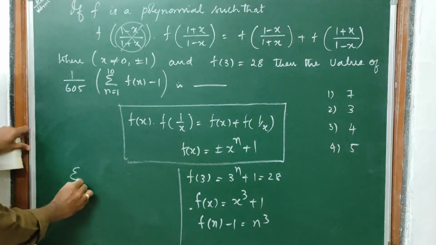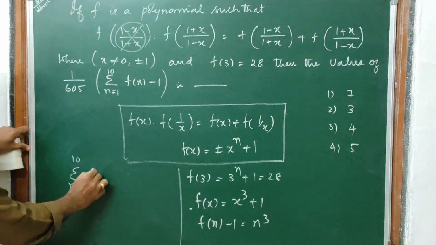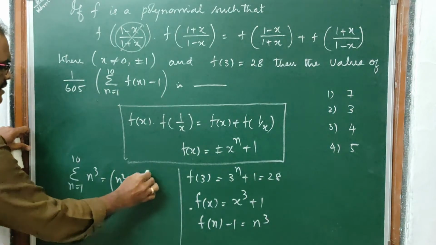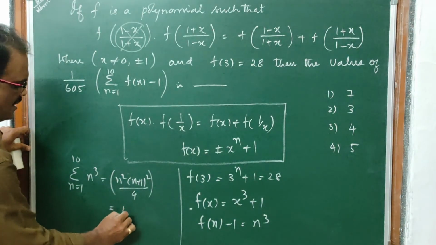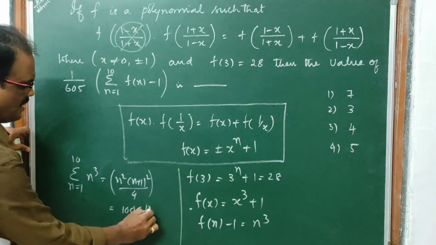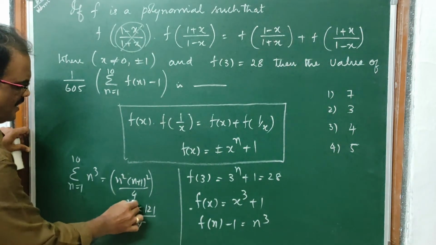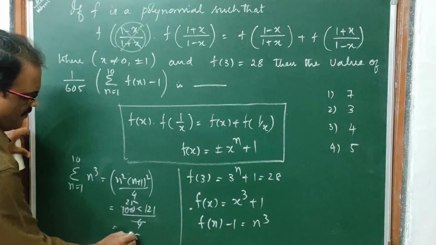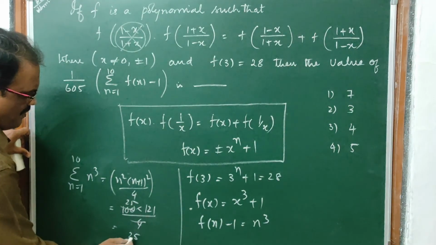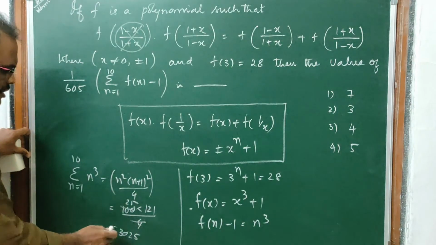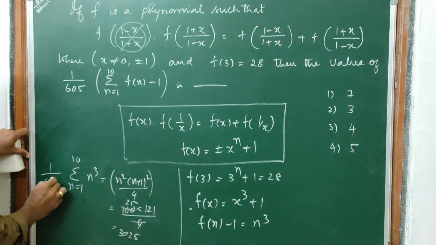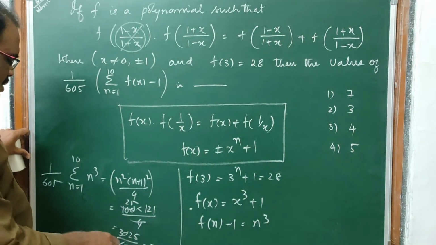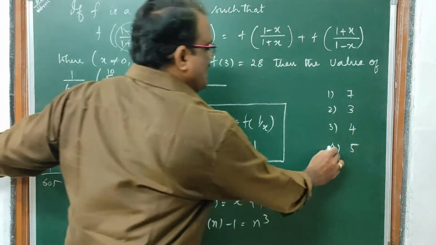n cube means sigma n equals 1 to 10 of n cube, that is n square into (n plus 1) whole square by 4. 10 we have to substitute. 10 tens are 100, that is 121 by 4, 25 ones are 25, 25 twos are 50, 3025 divided by 605, that is 5. So your answer is 5.